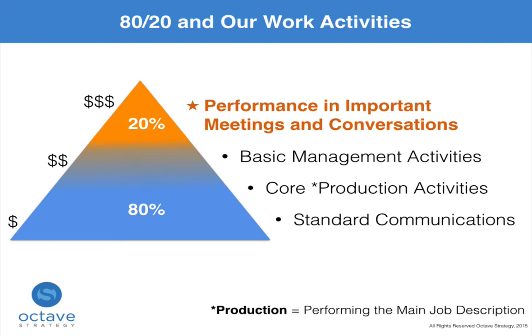Then when we go up to the all-important 20%, that 20% that's creating 80% of the value for the organization and for our perceived value by the organization, I group these activities into one thing, and that is performance in important meetings and conversations. And that's kind of a generic way of explaining several things. So let's take a closer look at what I mean by this.